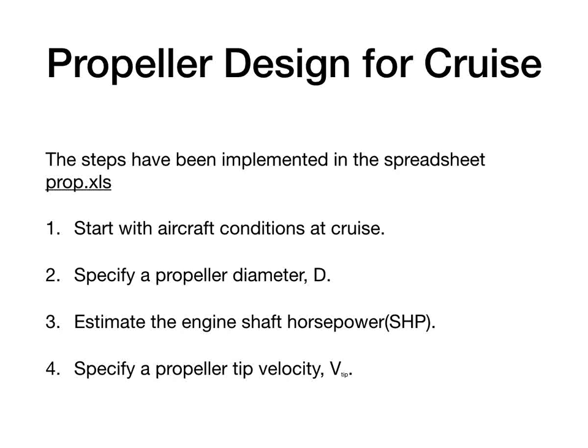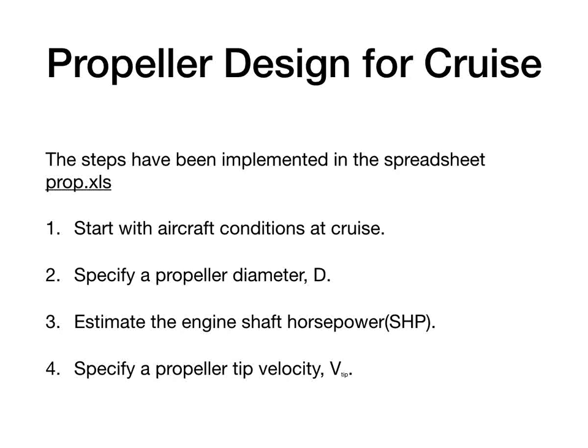Second step, specify a propeller diameter. This may be selected based on physical limits such as ground clearance. Third step, estimate the engine shaft horsepower. This is probably best done by starting with an existing engine, whereby the shaft horsepower at a particular RPM is specified. An estimate used in selecting the engine can come from the equations which you have studied previously, assuming a propulsive efficiency of almost 0.8.